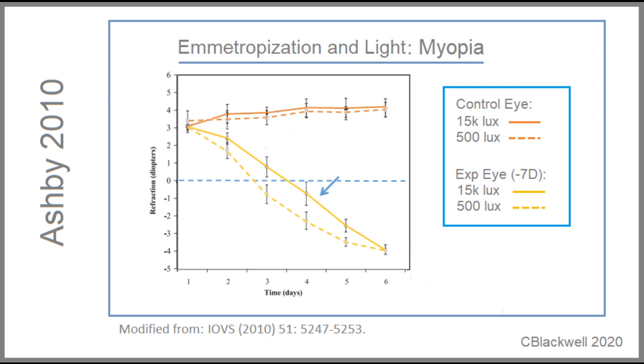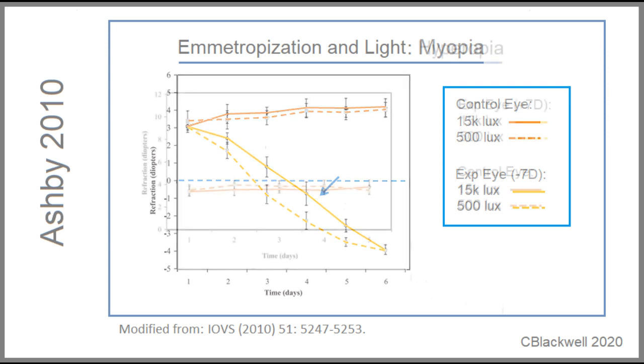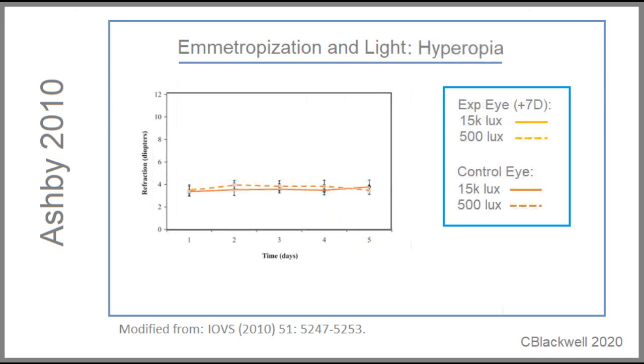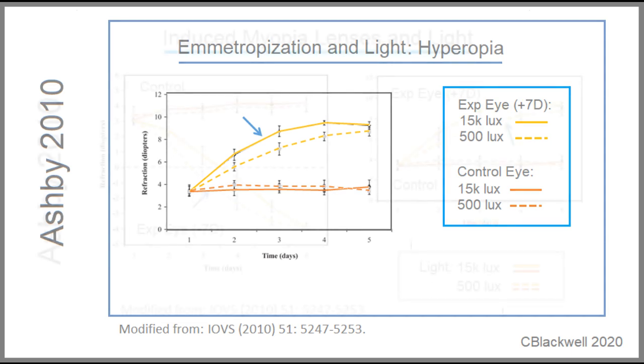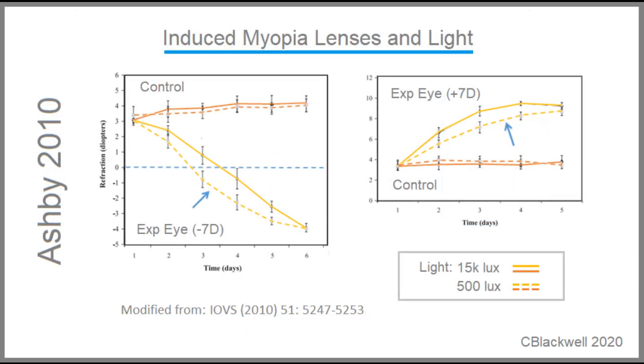The gold line shows how the eye with the minus lens became progressively more myopic, just as we saw in the Smith studies. They took another set of chicks and put a +7 lens over one eye, rendering it myopic. The orange line is the control. This time the gold line shows how the eye with the plus lens became hyperopic. This pair of experiments is a nice demonstration that emmetropization controls refractive development in either direction.